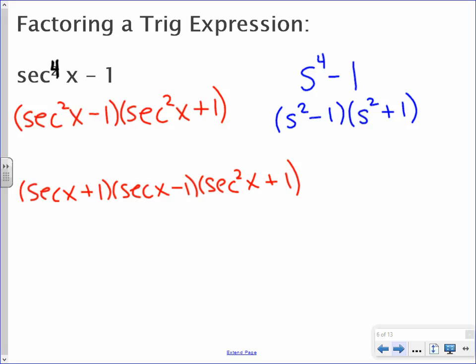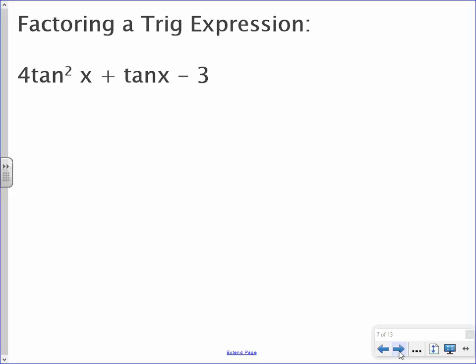All right, one more before we go to lunch. Here I have an expression. What kind of an expression is it? Yeah, I know it has tangent in it, but disregarding the tangent, what kind of expression is this? It's a quadratic, okay? We have a trinomial. So if you need to, off to the side, write this as 4t squared plus t minus 3, you can, okay? You've got to factor this.